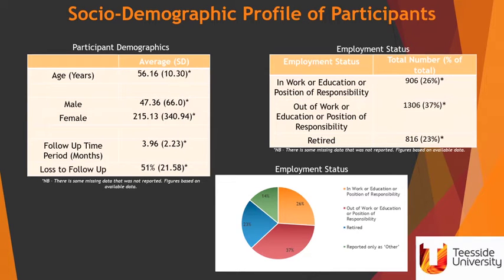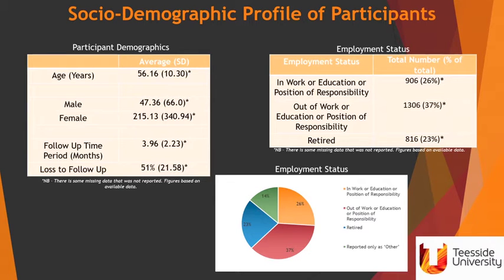Participants were on average aged 56 years old, and the majority were female. There was a common lack of understanding between gender and sex, with a poor reporting of ethnicity, which restricts the application of a universally inclusive social prescribing service. The employment status of service users was grouped, as shown, and shows that the majority of service users were out of work, education, or position of responsibility. However, the proportion of which were in and out of work, education, or position of responsibility was smaller than previous research has suggested.